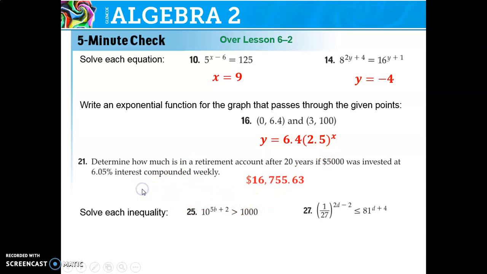Number 21, $16,755.63. And then inequalities, number 25, b is greater than 1/5. And number 27, d is greater than or equal to -1.